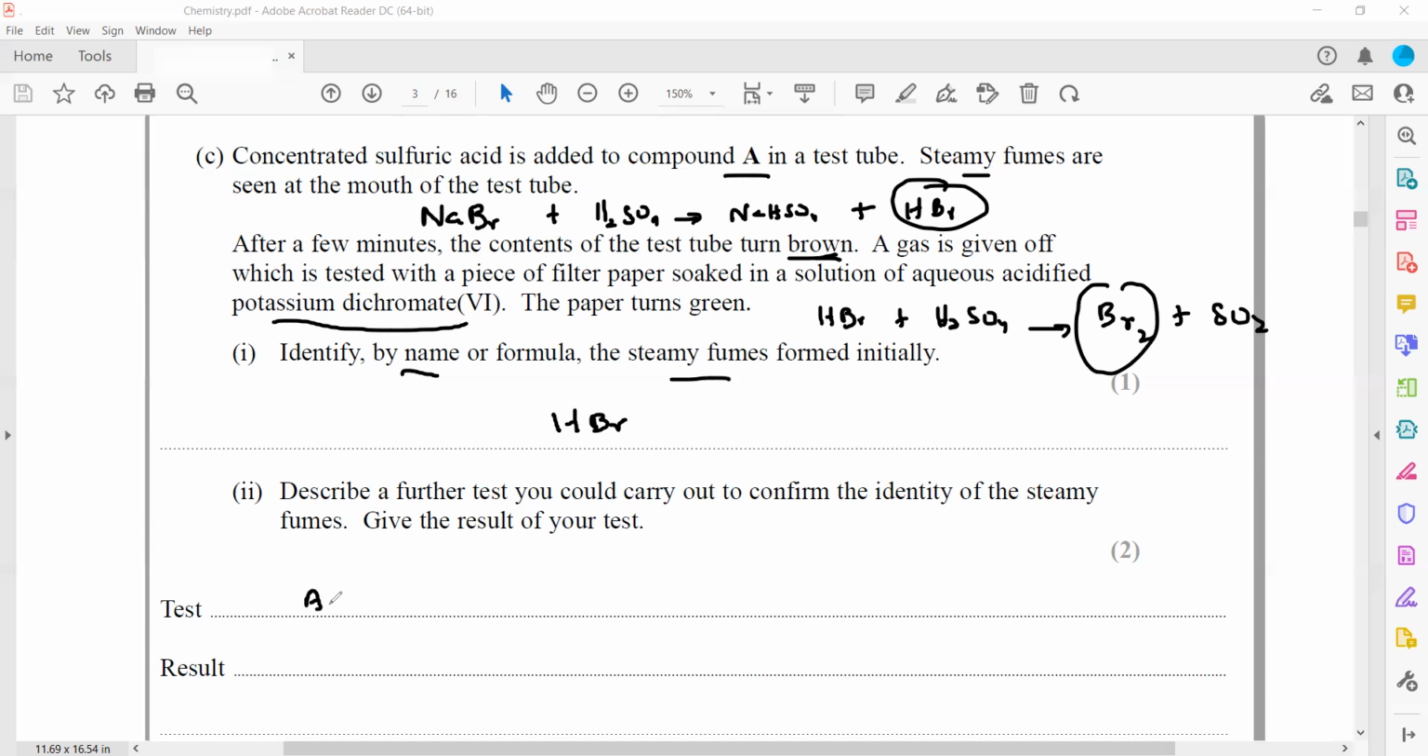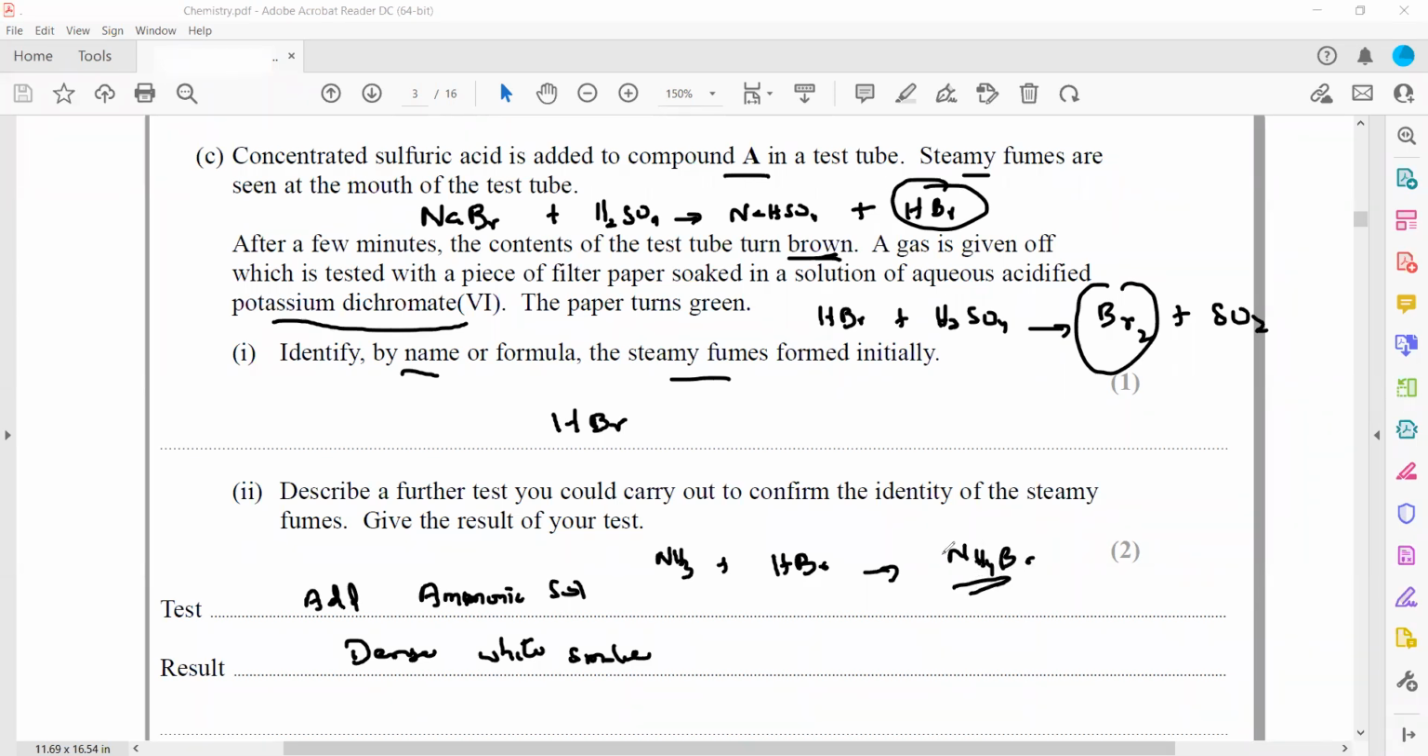We can add aqueous ammonia, or use an ammonia solution. And as a result, when ammonia solution is there, what will it form? It will form a dense smoke. So there will be a formation of a dense white smoke because the hydrogen bromide, HBr, reacted with aqueous ammonia, or ammonia solution. As a result, it will produce ammonium bromide. It will give a dense white smoke.